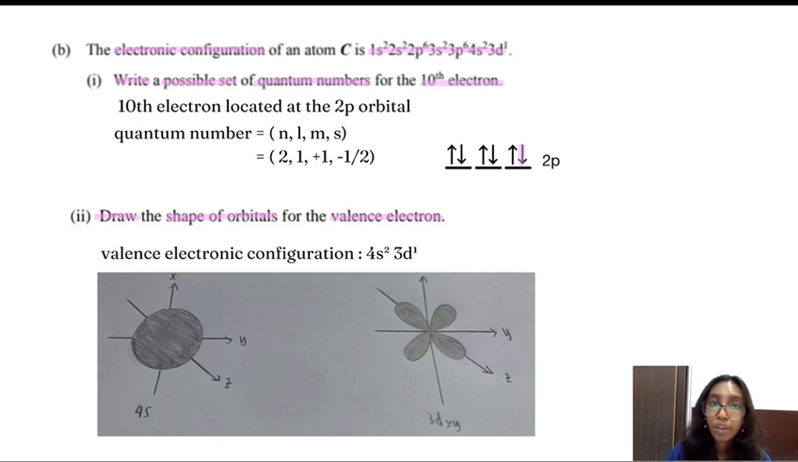So in those 5 options, I have chosen 3dxy. So this is the shape, and you have to remember when it is in the d orbital, it is a clover shape.